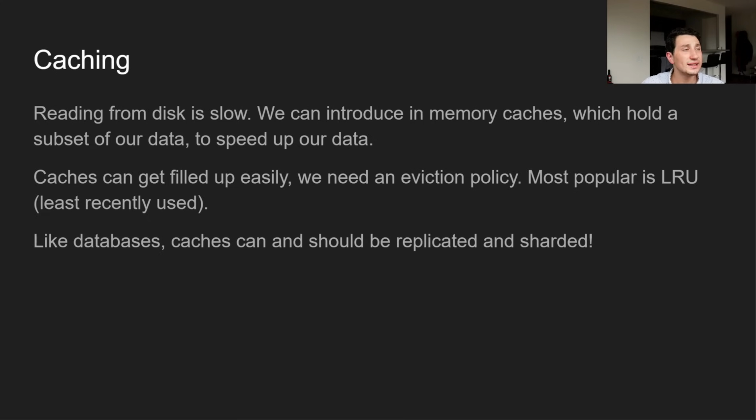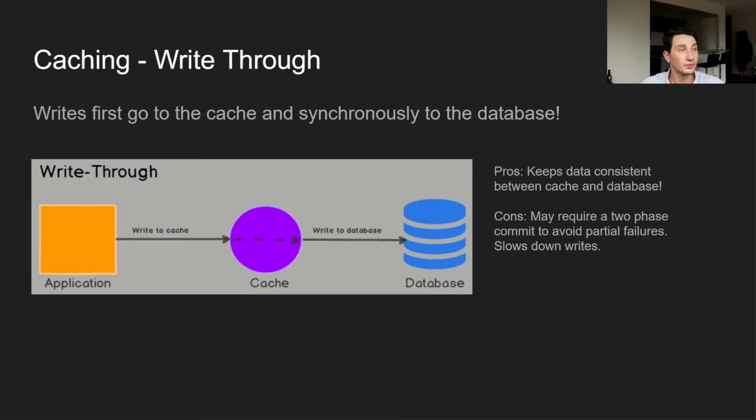Basically, the idea is that reading from disk is slow, disk is bad, let's use memory. Caches get filled up really easily, so how do we actually evict data when they're full? Typically, we'll use something like a least recently used policy, so LRU eviction. And then similarly to databases, caches can and should be replicated, and they should be sharded. So there are 3 different types of caching that we'll cover in this before we quickly cover CDNs, and let's go ahead and go through them.